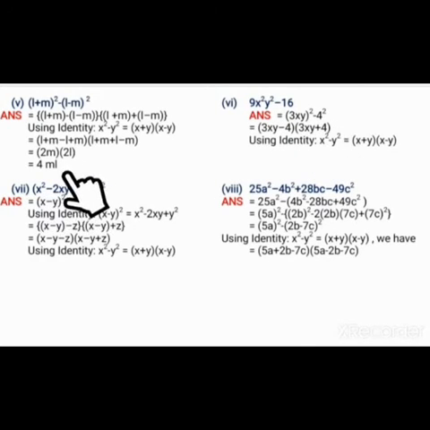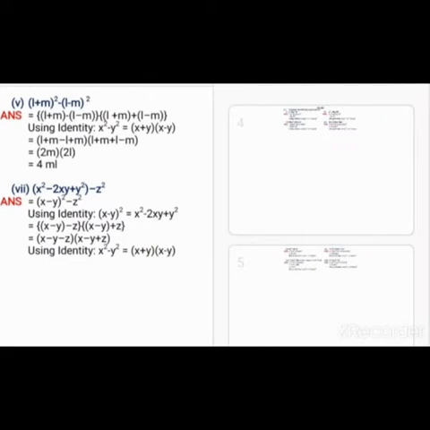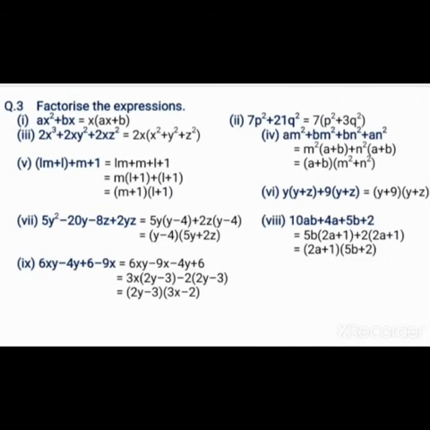Same as here, x square minus 2xy plus y square, that is the identity, that is (x minus y) whole square. Then (x minus y) whole square minus z square. So identity x square minus y square, that is (x minus y)(x plus y). Same as the eighth one. Now come to question number 3.